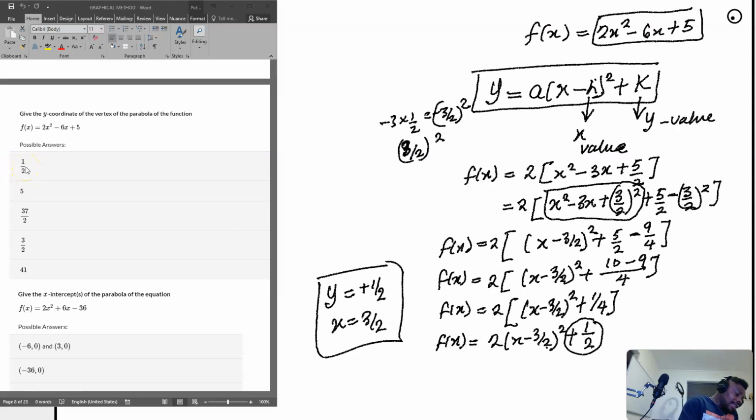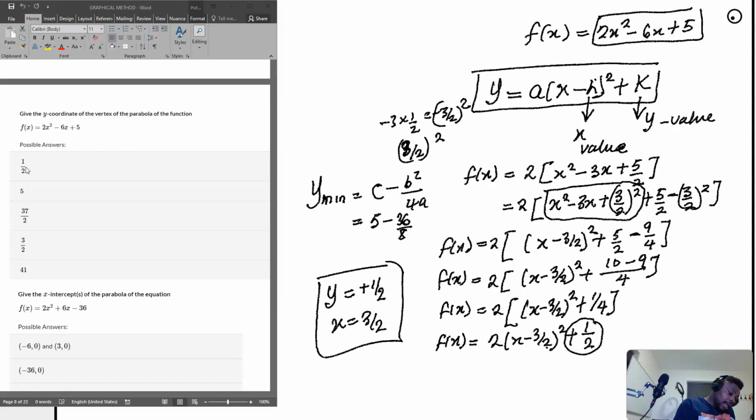But remember, you can still get that by using the formula. In this case, our a is greater than 0 because a is 2. If a is greater than 0, it simply means we have a y minimum. So y minimum is c minus b squared over 4a. What is my c? My c is 5. What is my b? My b is minus 6. Minus 6 squared is 36 over 4 times a. 4 times 2 is 8.